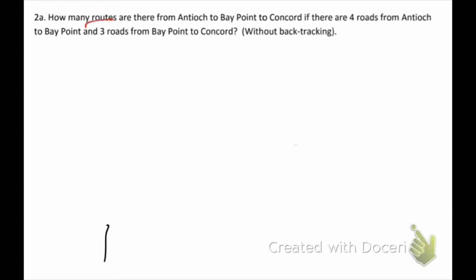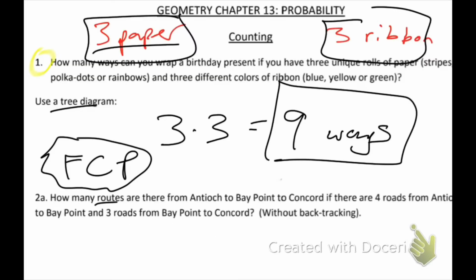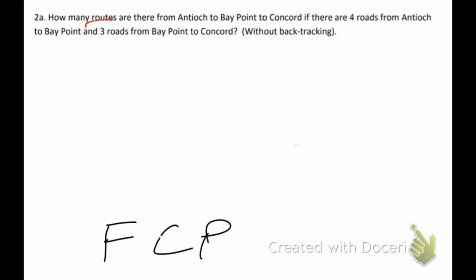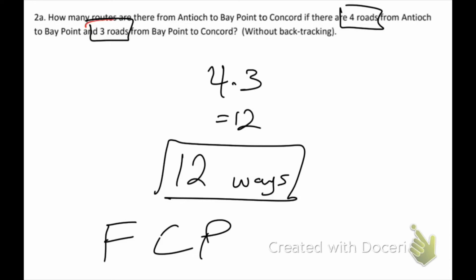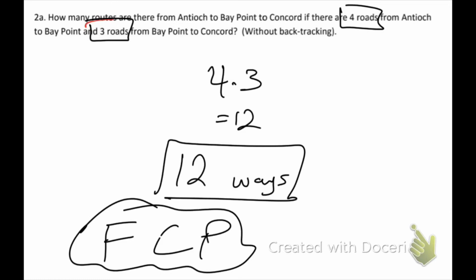Let's use the fundamental counting principle. So going back to our first example, where the answer was 12 ways, notice that I had 4 roads, I had 3 roads. The easy way to do this, 4 times 3 gives me 12. So the fundamental counting principle is a lot easier, but it's important to know what the picture looks like so you have an idea of what's going on.